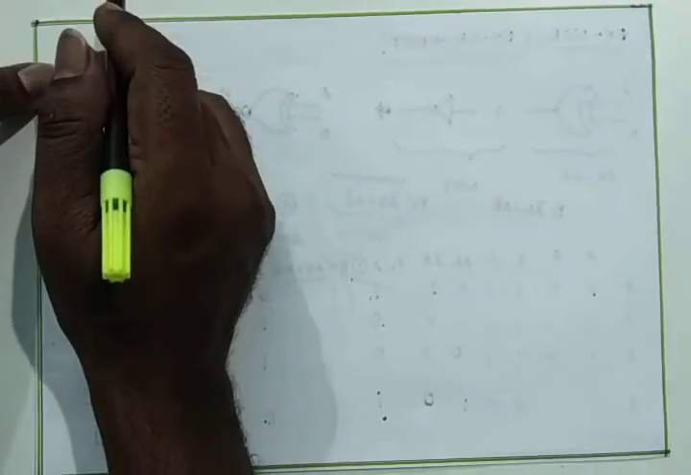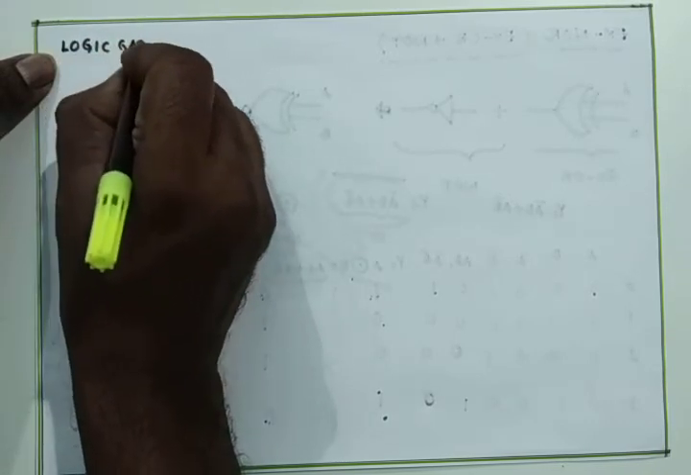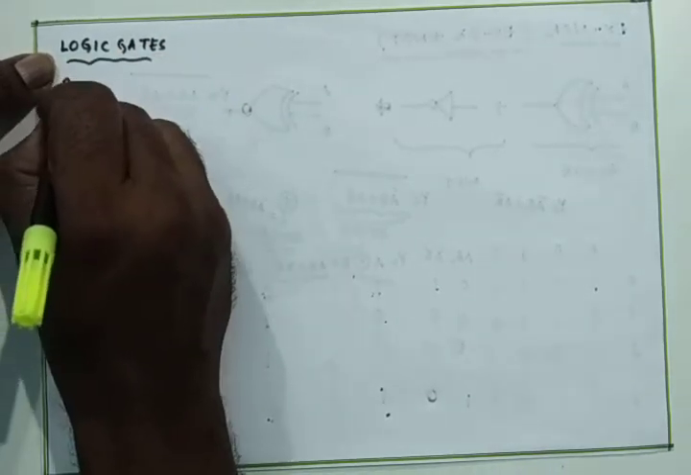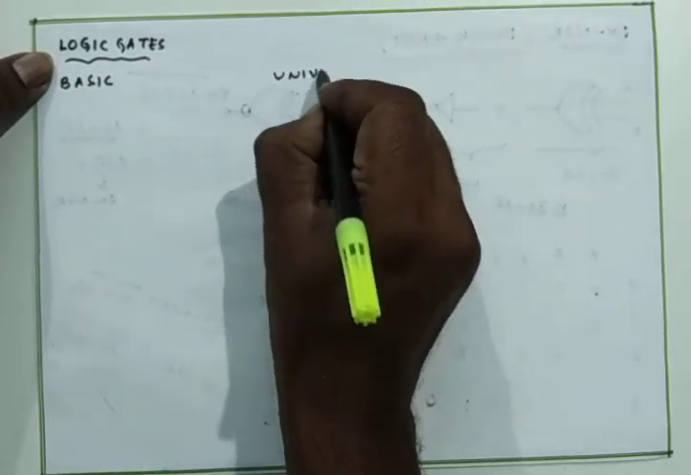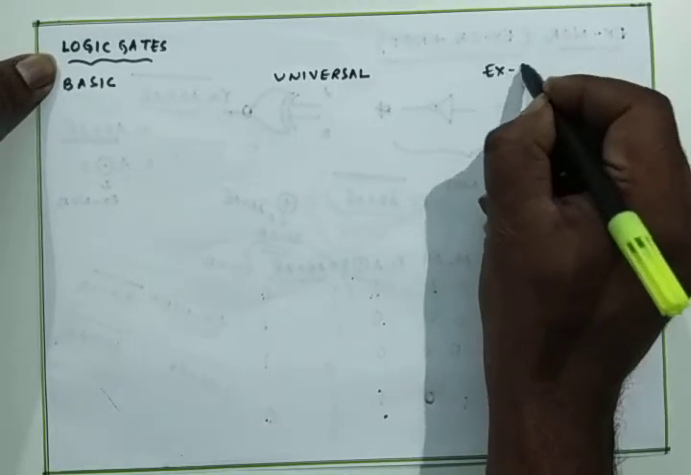Then I am going to revise the complete logic gates with their logical symbols with 2 inputs. This is very important. I am concluding the logic gates now. What are the 3 types of logic gates we have? First one is basic gates. Second one is universal gates. Third one is exclusive gates.